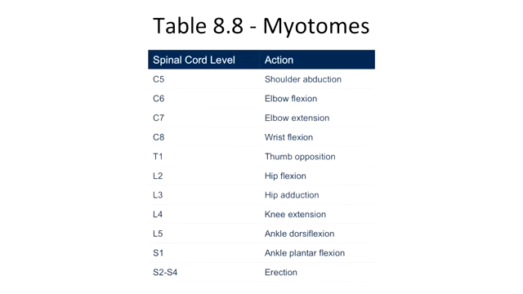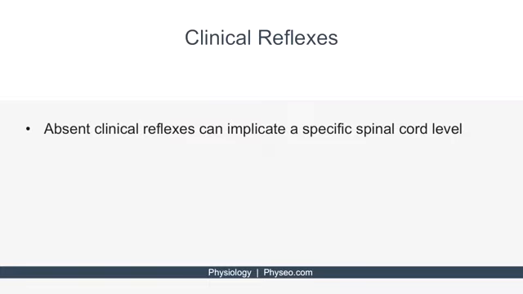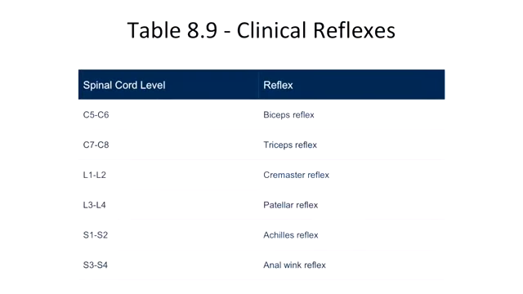The medial malleolus is where the patient identified the pain. Now looking again at table 8.8, showing the myotomes, we can see that the L4 myotome is responsible for knee extension. Now let's talk about clinical reflexes. Absent clinical reflexes can implicate a specific spinal cord level. So here's table 8.9 showing the list of clinical reflexes you need to be familiar with. I won't read them to you here, but you may pause the video to take this in.